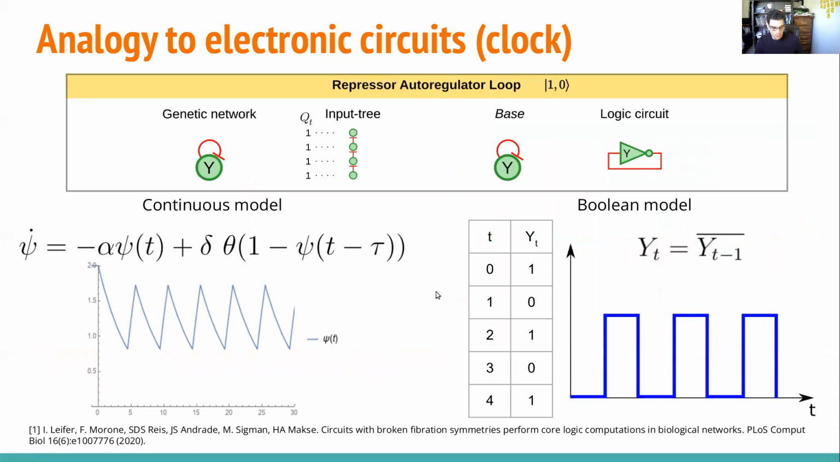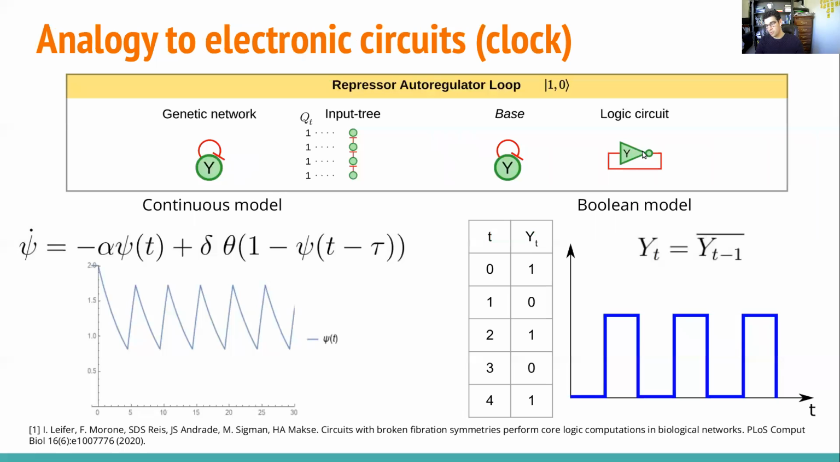So another circuit that is slightly more interesting is this one. We consider just one node with negative autoregulation here. The convenient way to think about it, for visual purposes, is using the analogy to logic circuits, which is very common in synthetic biology. So the analogy is just a NOT gate.